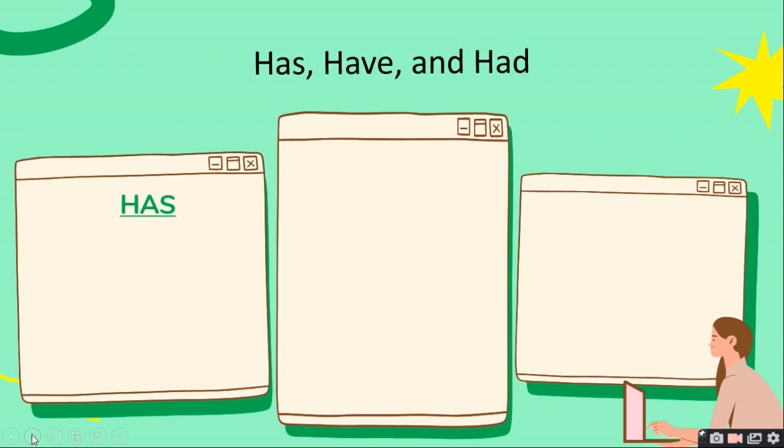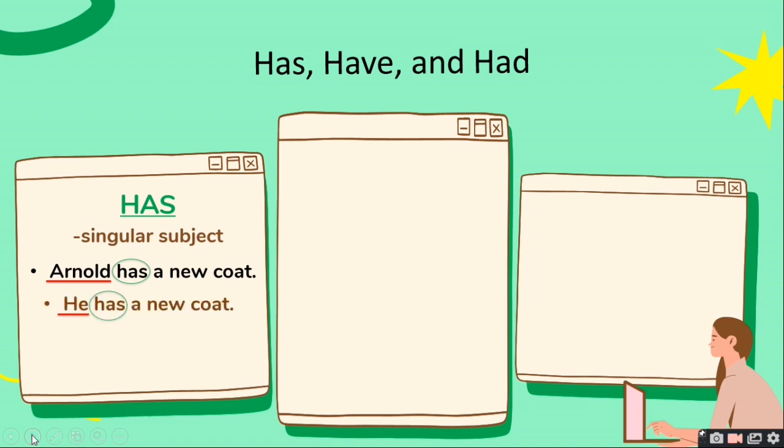We use has when there is only one subject in a sentence. For example, Arnold has a new coat. The subject in this sentence is Arnold. Since Arnold refers to only one person, we use the verb has, which is appropriate for a singular subject. Always remember that when there is only one subject, we always use has. He has a new coat. She has a new coat.